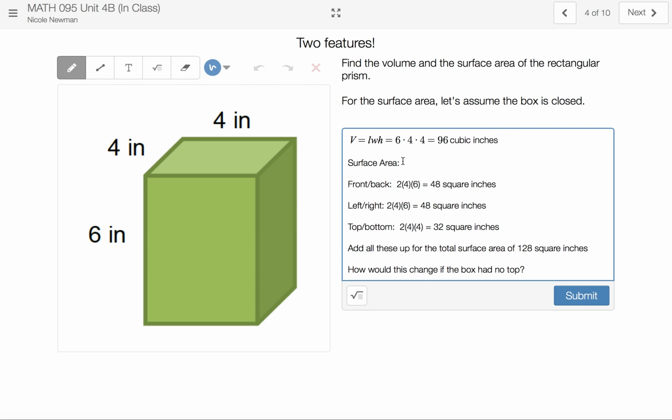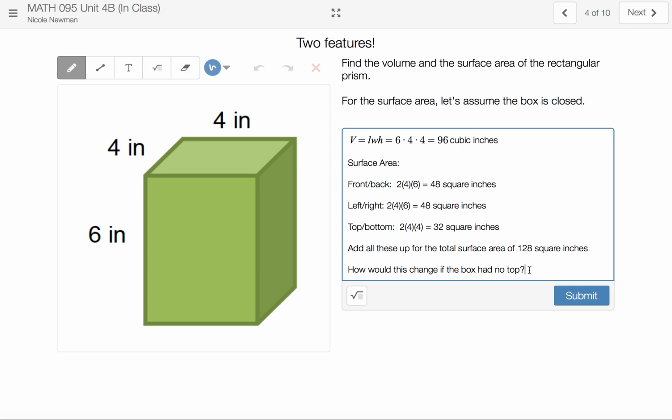For the surface area, yes, there's a surface area formula. If you would like to use that, then go ahead and do that, and then just make sure that in the end you get 128 square inches for your final answer. I like to analyze my boxes in pieces and parts, and so I've split this up into the front and the back, the left and the right, the top and the bottom in partners, and then I add all of those together.